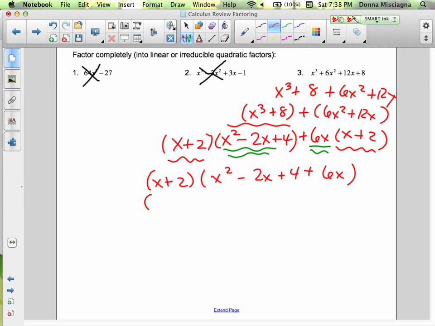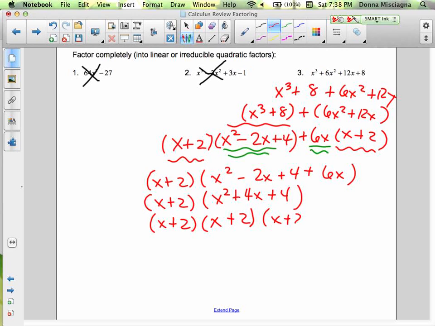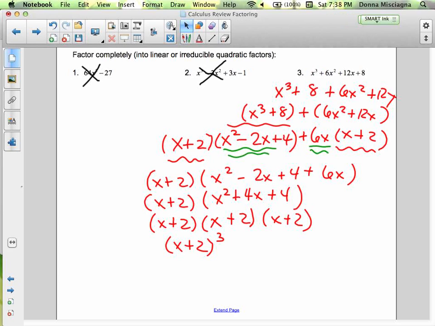I wonder if we can factor this one. x plus 2 times x squared plus 4x plus 4. Yep. All right, x plus 2 times x plus 2. Perfect square. Oh, look at this one. Surprise, surprise, surprise. Which is just x plus 2 cubed. How about that? Right, because 2x plus 2x would be 4x, and then 2 times 2 is 4. So 2 very similar problems.